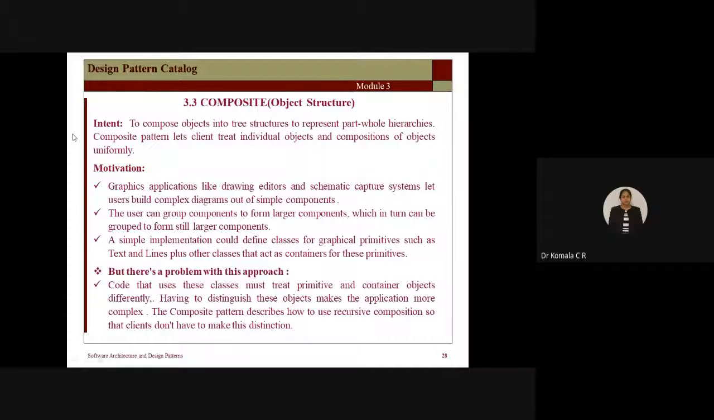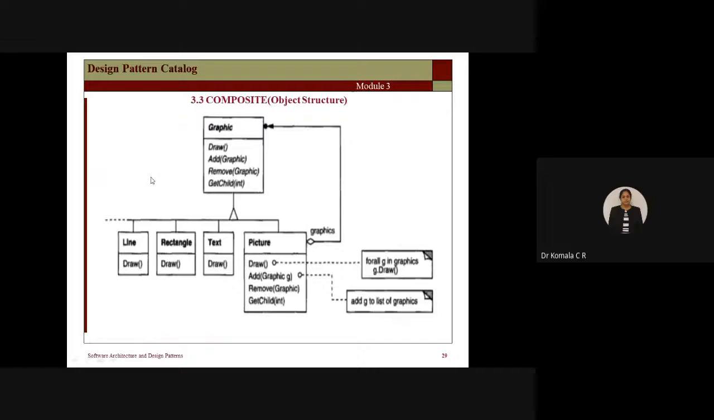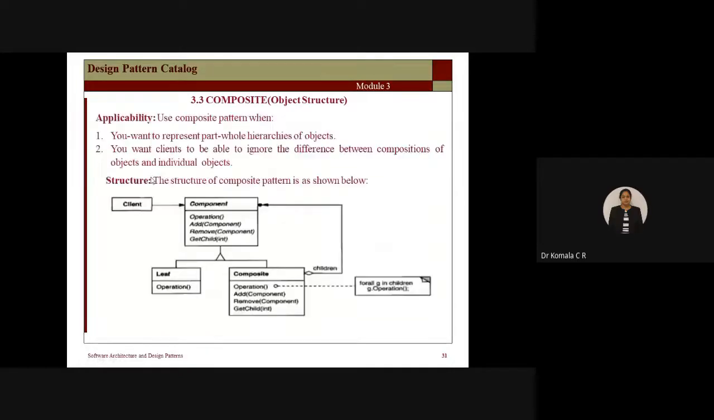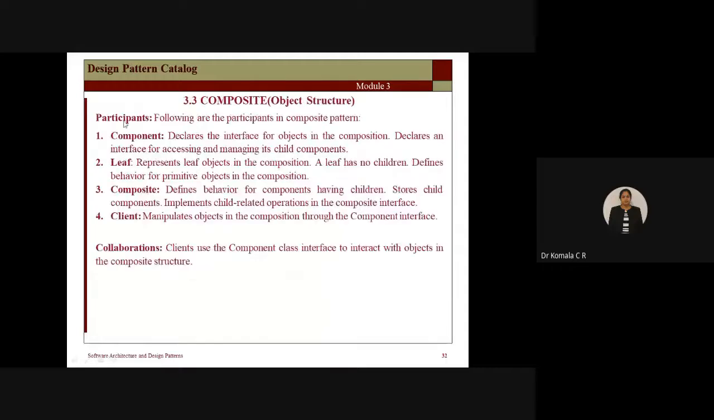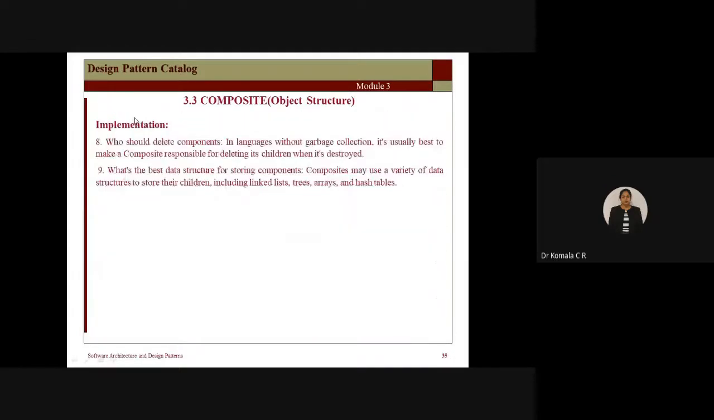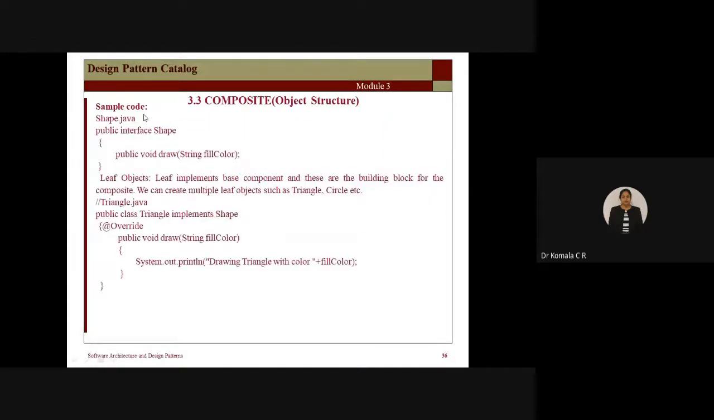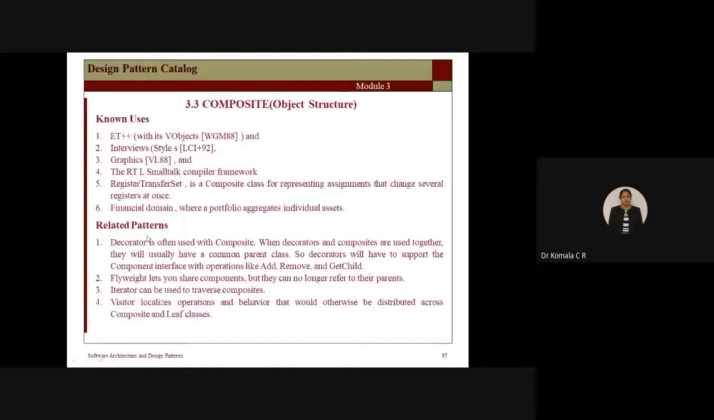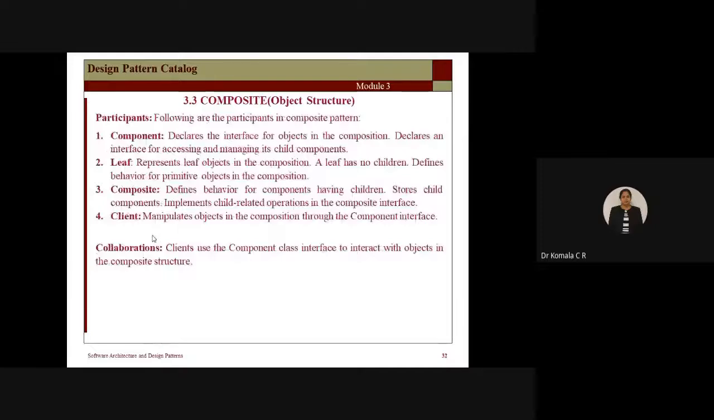What are the different sections we need to consider here? I have section 1 as intent, then section 2 motivation, then section 3 is applicability, section 4 is structure, section 5 participants, section 6 collaborations, section 7 consequences, section 8 implementation, section 9 sample code, section 10 known uses, section 11 related patterns. Fine. Similar to your previous.